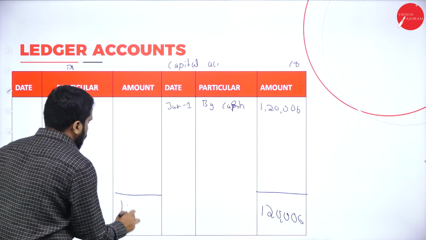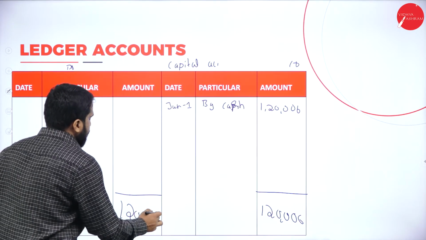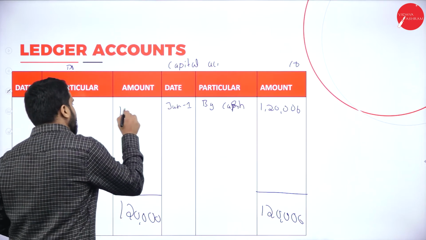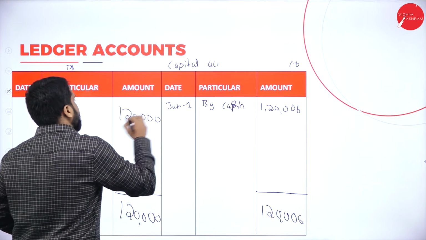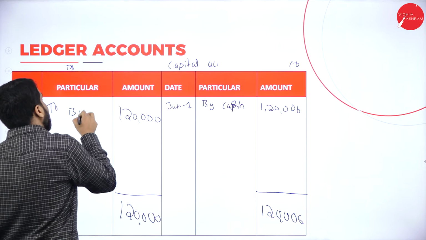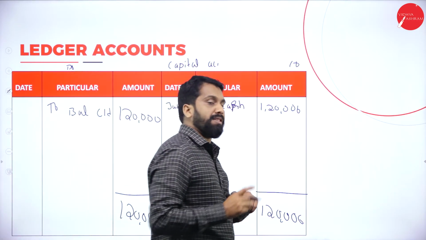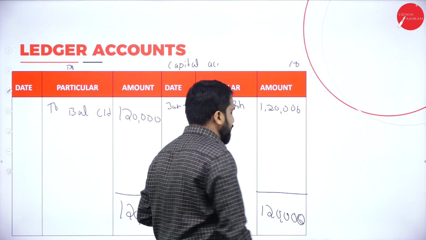1,20,000 and 1,20,000. From 1,20,000, if you minus 0, how much will you get? Yes, you will get the same value, 1,20,000. To balance, it is balance carry down, on the credit side.